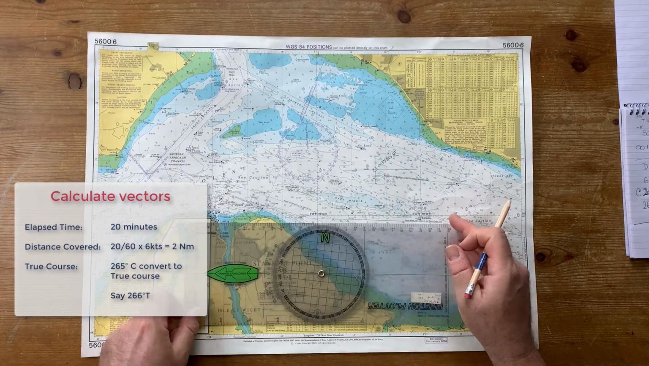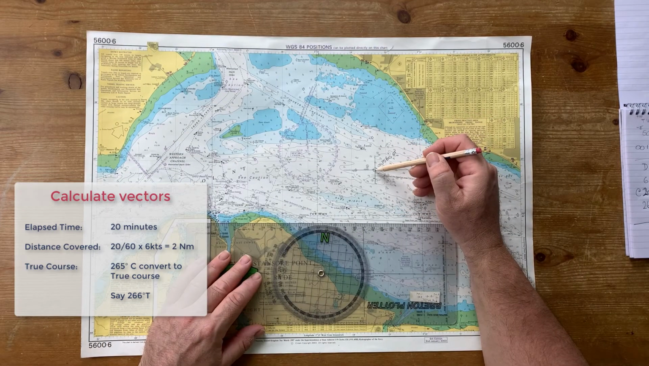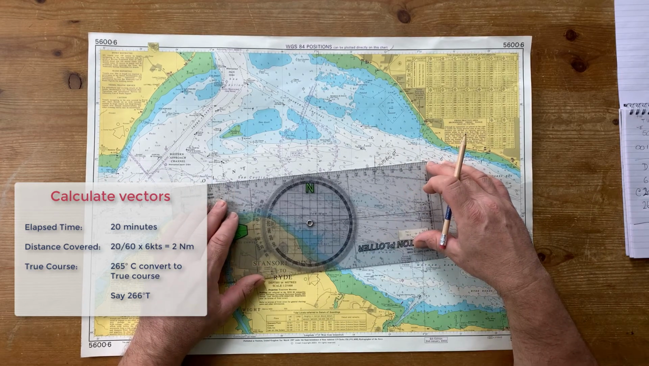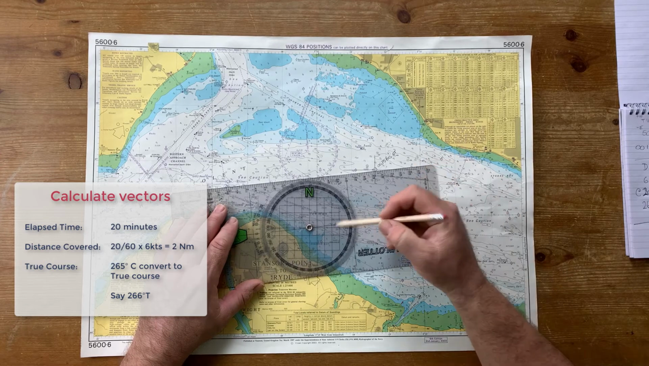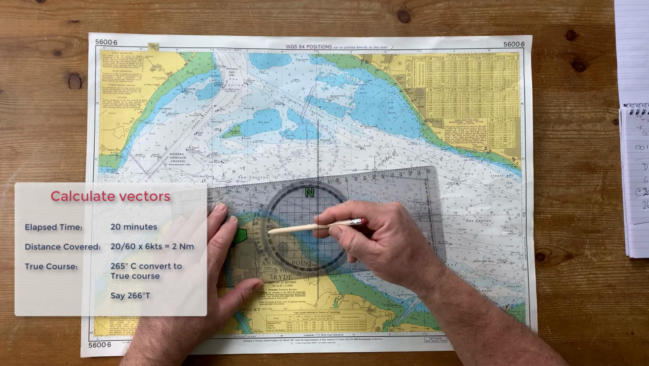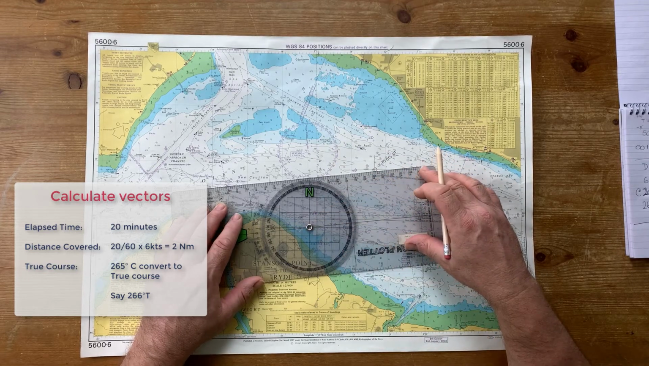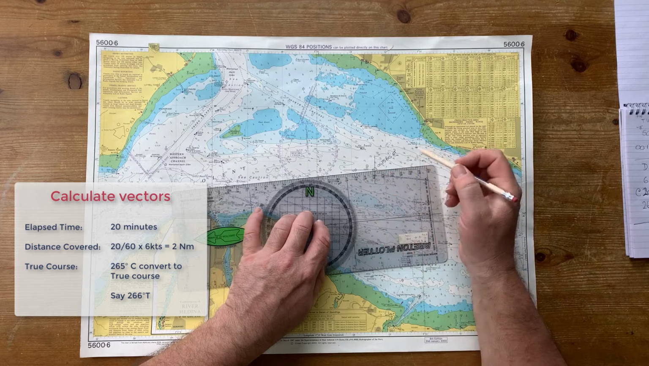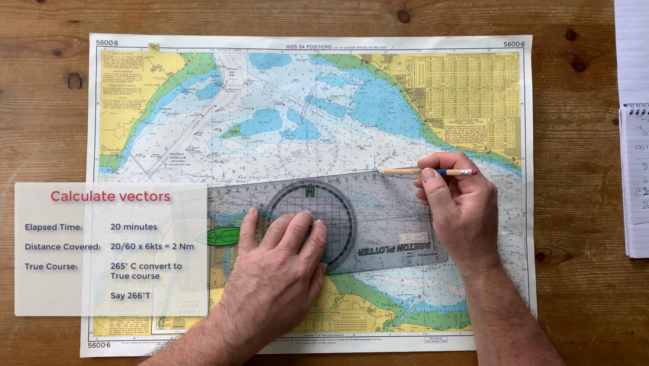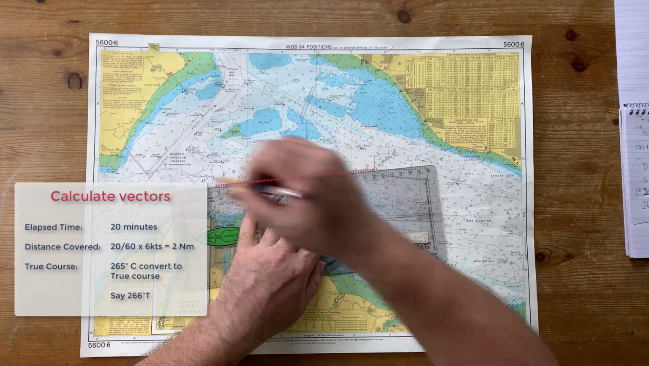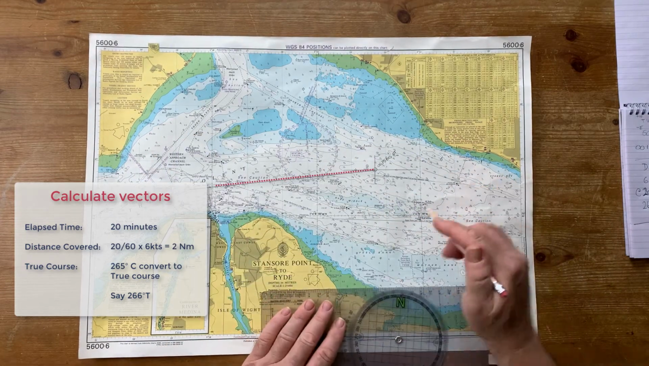We then select 266 true on the Breton plotter, line up the compass rose or the disc on the Breton plotter so that it's lined up with the meridian lines, and you can see we've got an angle just south of 270, which is due west. That's 266. Line it up nice and carefully, and then draw in a line from our start point where the fix is in the direction of 266 true.